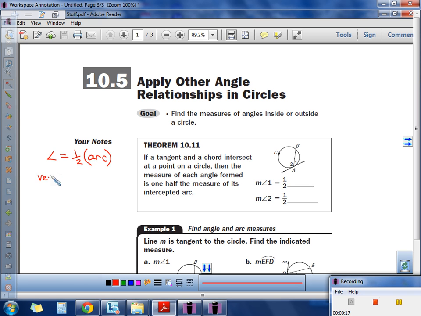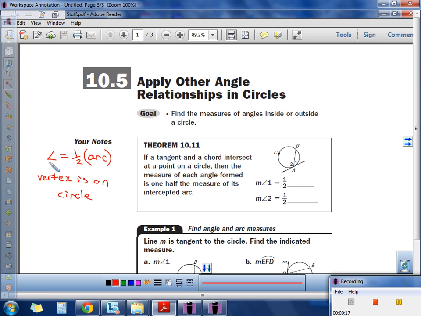So when the vertex is on the circle. To reiterate that, I'll read this theorem real quick. If a tangent and a chord intersect at a point on a circle, then the measure of each angle formed is 1/2 the measure of its intercepted arc. I think this is much easier.